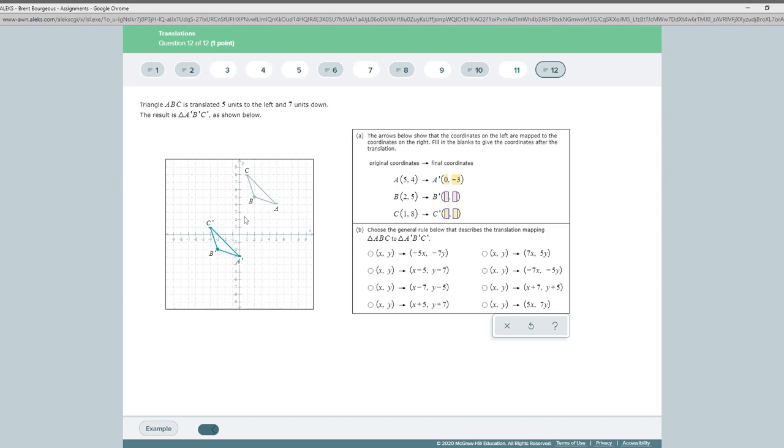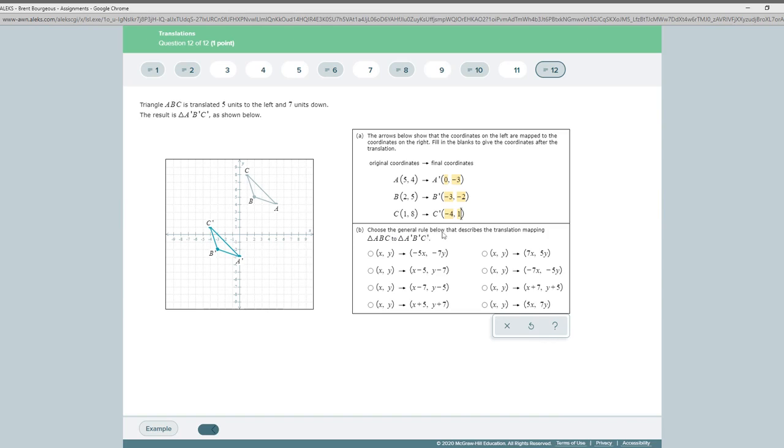For B, my new location for B is (-3, -2). So I would type in negative 3 and negative 2. And for C, my new location for C is (-4, 1). Actually, that's negative 4, positive 1. I better be careful, huh? Because we're going up 1. So negative 4, positive 1.